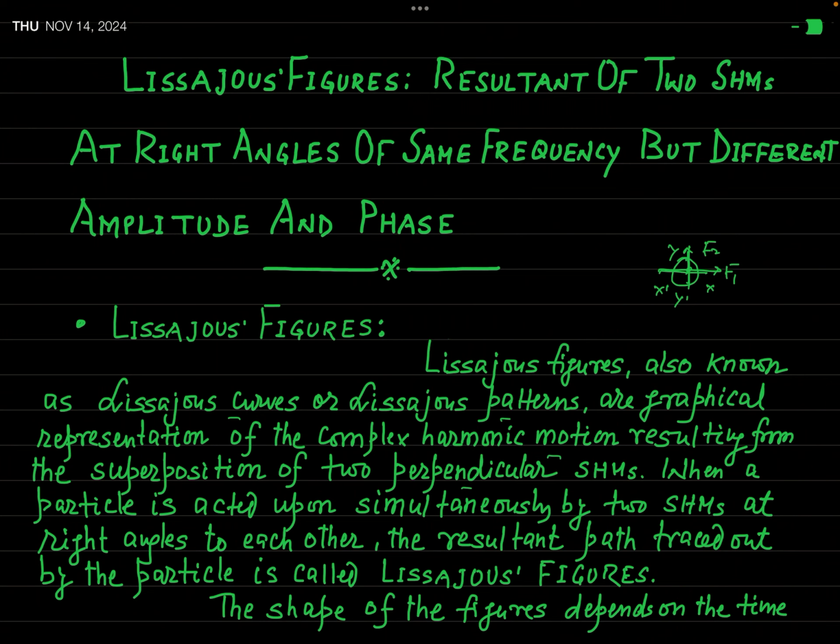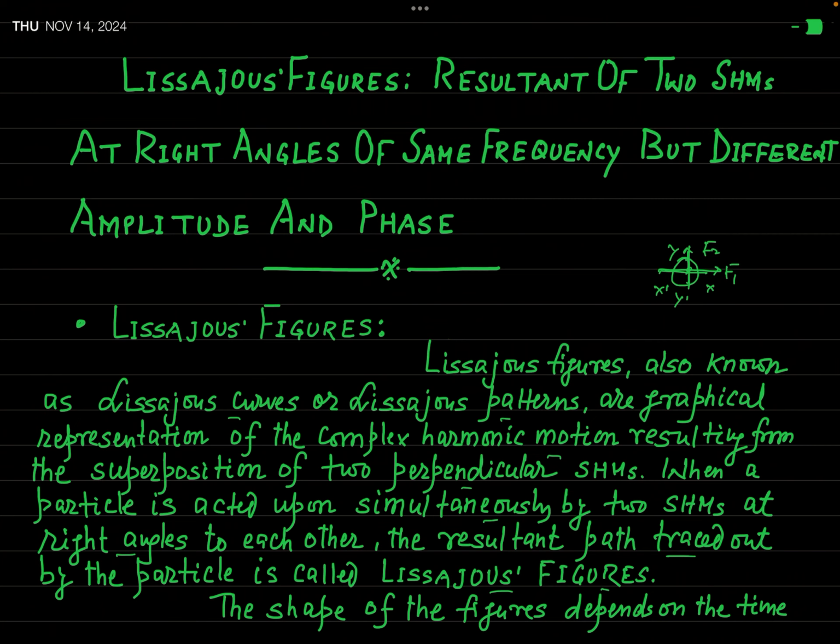So when the particle is acted upon simultaneously by two simple harmonic motions acting at right angles to each other, the resultant path traced out by the particle is called Lissajous figures.